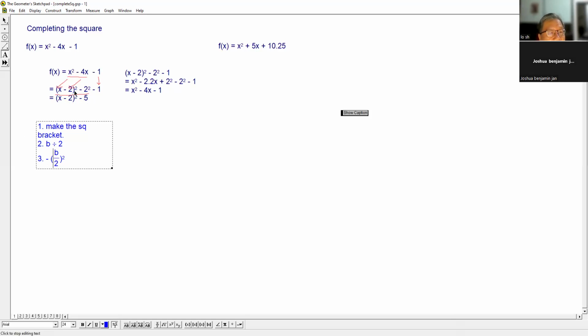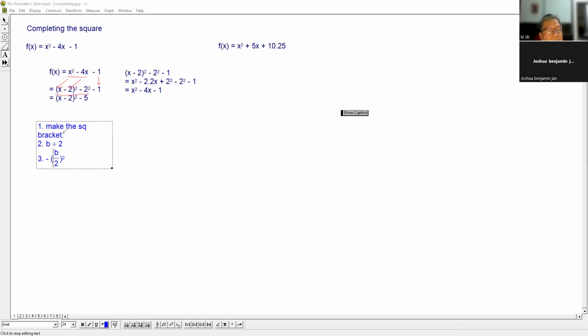Now, the square bracket, you just copy. Then this one will be -4 minus 1. -4 minus 1 will be -5. So now I can draw the curve.